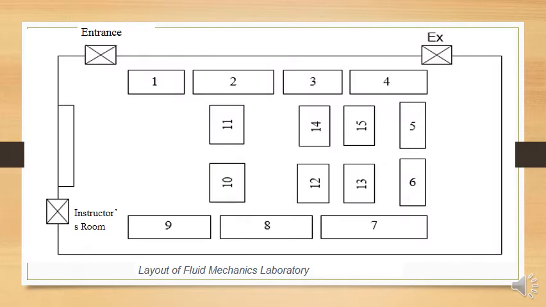Now this slide is going to give you a demonstration of the drawing or the plan of your fluid mechanics lab, in which you can see first of all which things must be mentioned over here. First of all, the entrance of your lab, the point where you are going to enter and the point where you are going to exit.